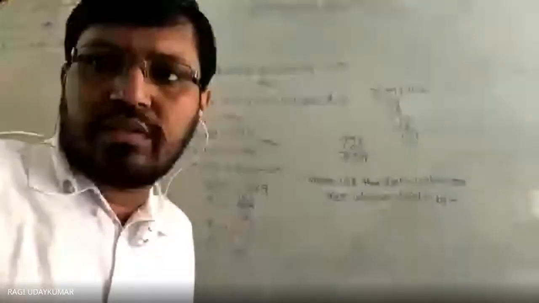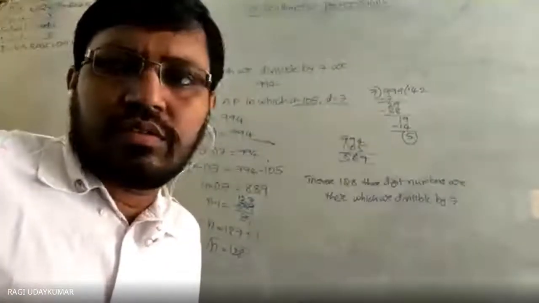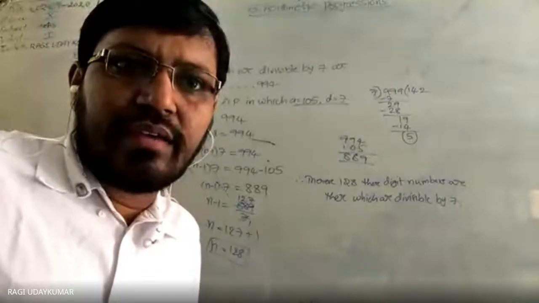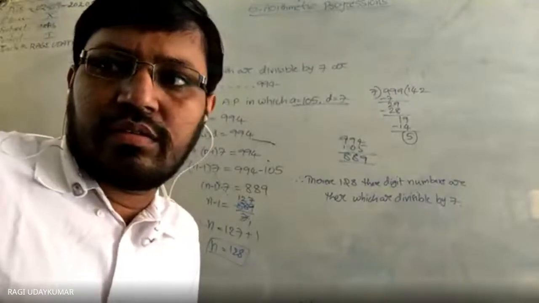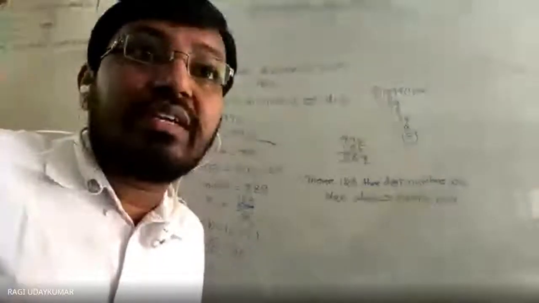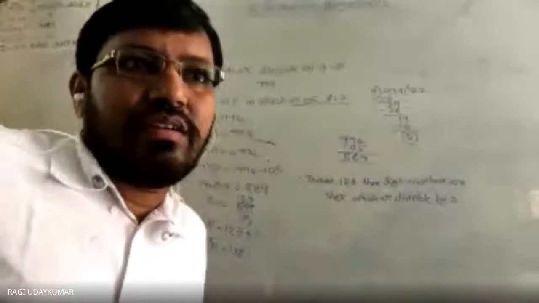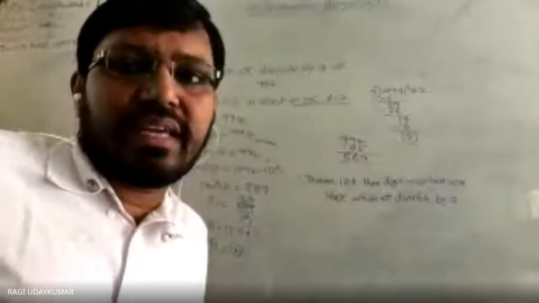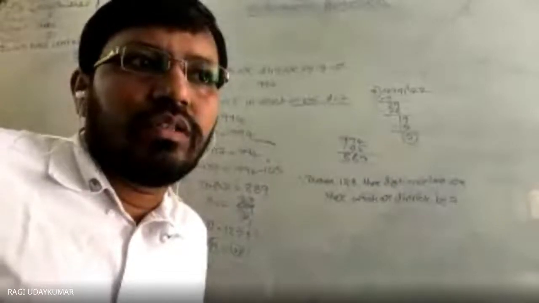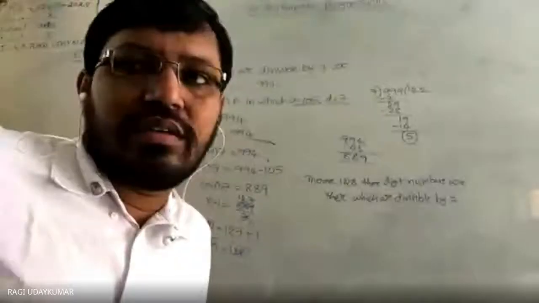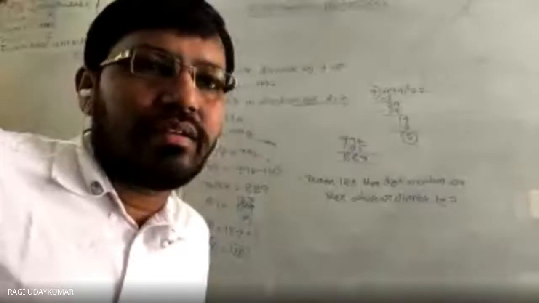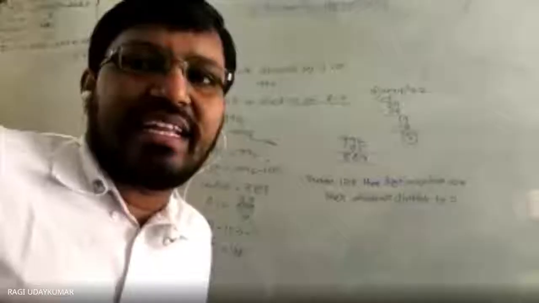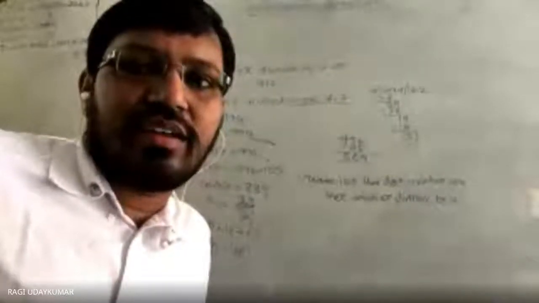No one knows. Is it audible to you or not? Can you not hear? Sir, it is audible. Yes, so how many 2-digit numbers are there? What is the smallest 2-digit number? 10. What is the greatest number? 99. Okay. From 10 to 99, how many numbers are there in total?